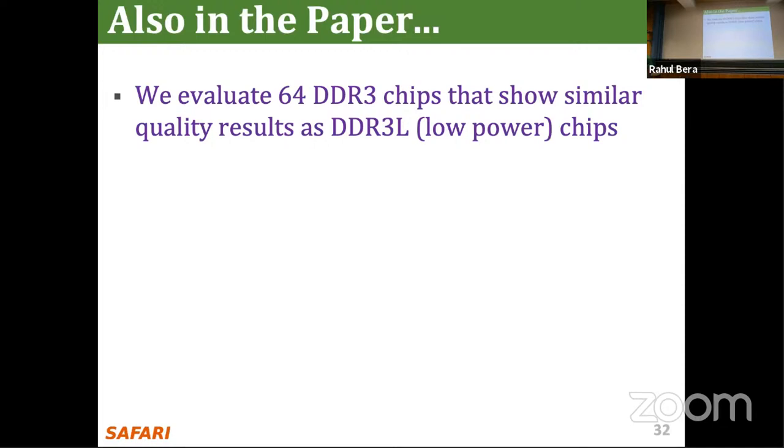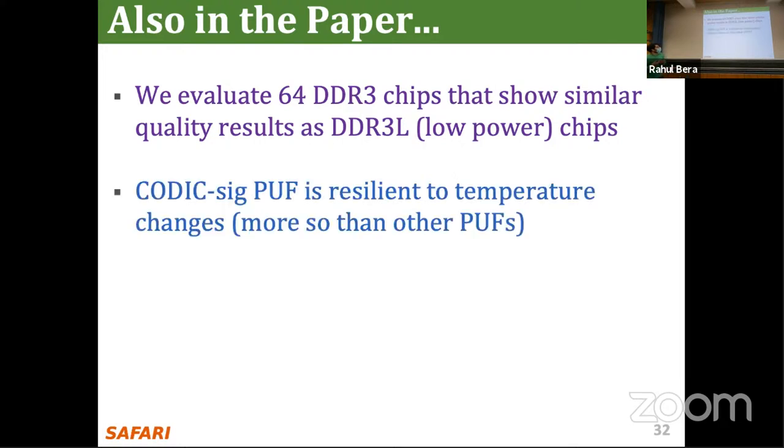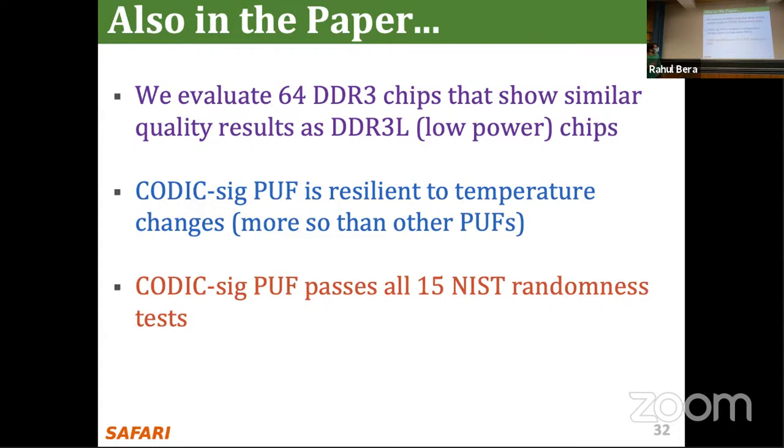In the paper, we also evaluate more DDR3 chips that show similar results as these DDR3 low power chips that we show the results for previously. And we show also that CODIC path is resilient to temperature changes, more resilient than other paths, meaning that the responses are very similar even across different temperatures. We also show that CODIC path passes all 15 NIST randomness tests. These are some tests that are pretty standard to measure the randomness of a response.